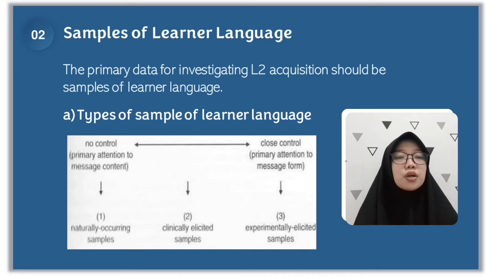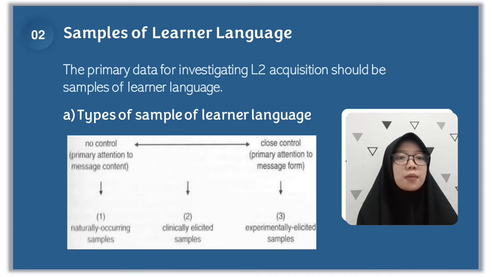So by naturally occurring, we mean that the sample is produced in a real-life situation in order to satisfy some communicative or aesthetic need. Thus, a letter written to a friend, a conversation around the dinner table, or a poem are all examples of naturally occurring language use.